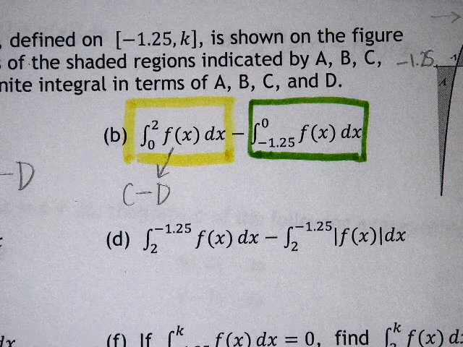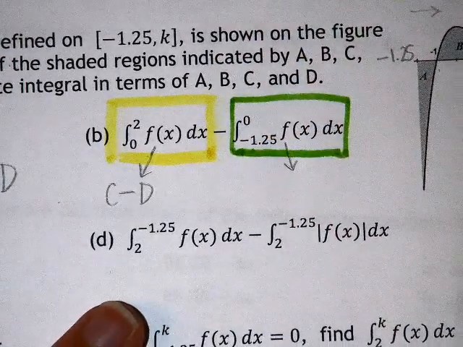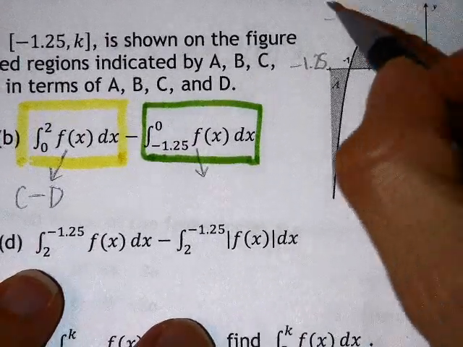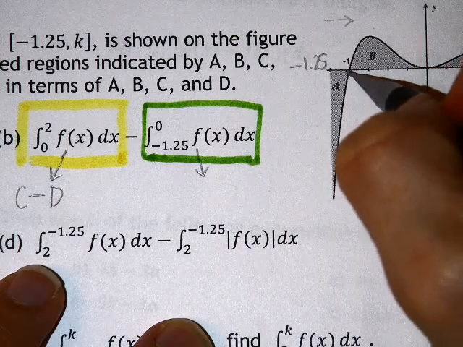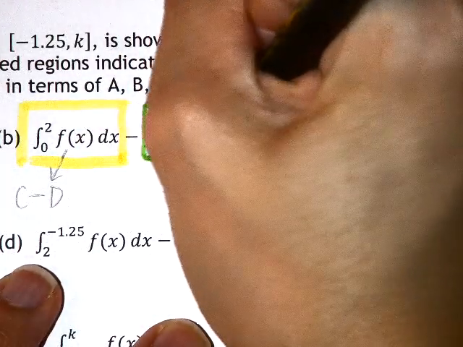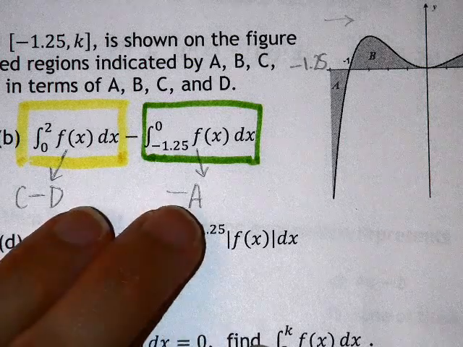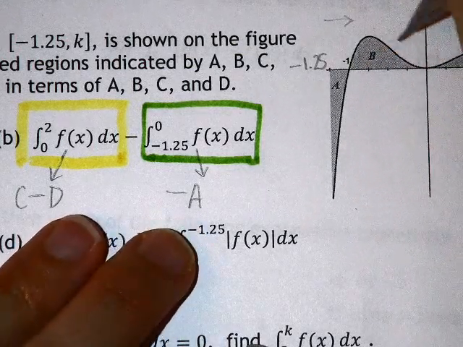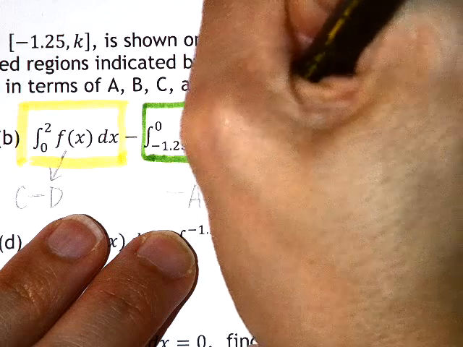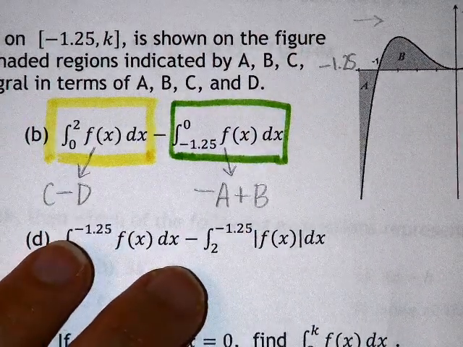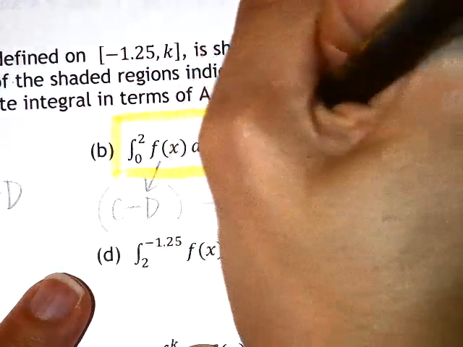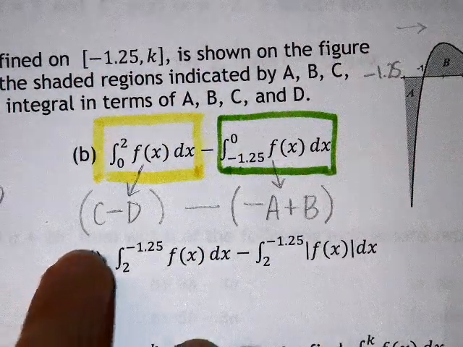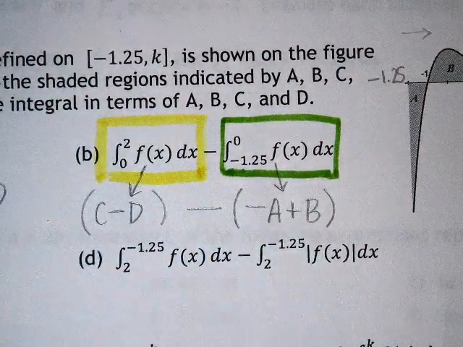Now, the second part is from negative 1.25 to 0, and again, I'm going to piggyback off of the knowledge that I already have. The area from negative 1.25 to negative 1, this little piece here, is still negative a, for the same reasons we already discussed. From negative 1 to 0 is still positive b, as discussed, so it looks like we're good there. Now, I need to subtract those two values. So I'm taking c minus d, subtracting negative a plus b, and, if possible, just kind of combining things.